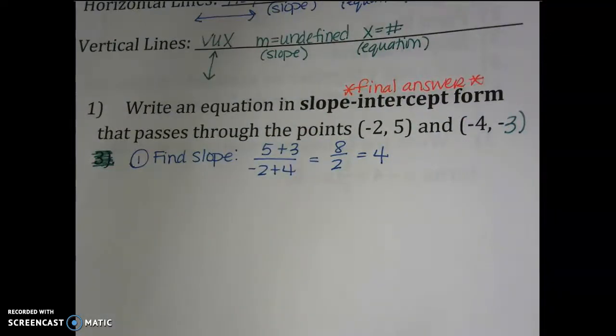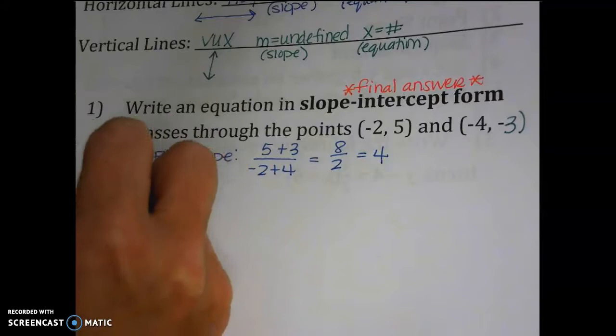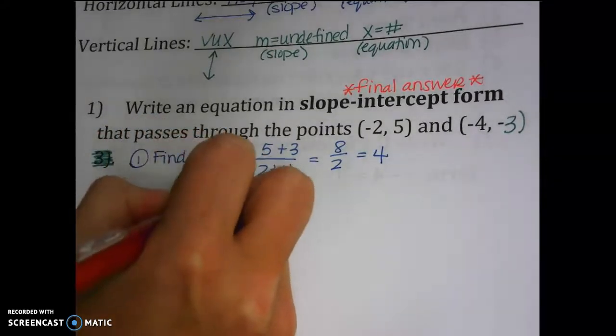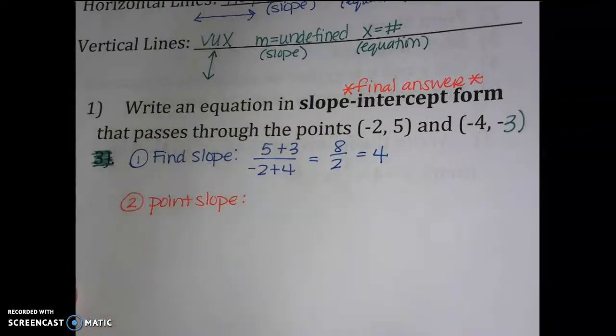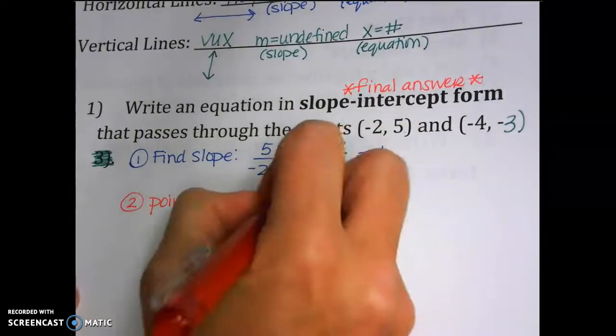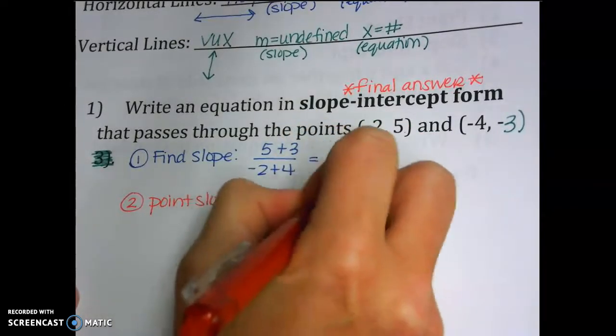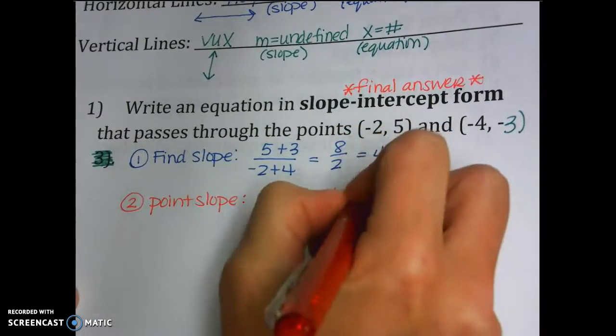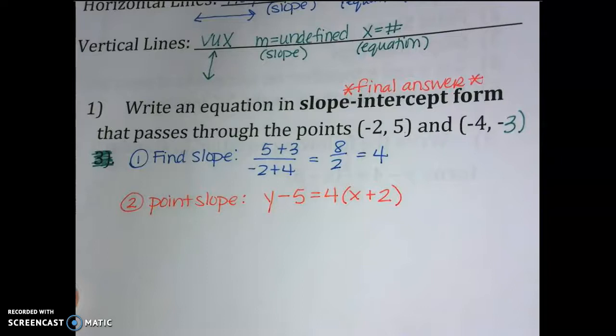After you find slope, the next step is always to put it into point slope. So to put it into point slope, you pick either one of these points. It doesn't matter which one. We'd say y minus y1, so y minus 5 equals 4 times x minus x1, which is a negative 2, so that turns into a plus 2. So step 1, find slope. Step 2, put it in point slope.